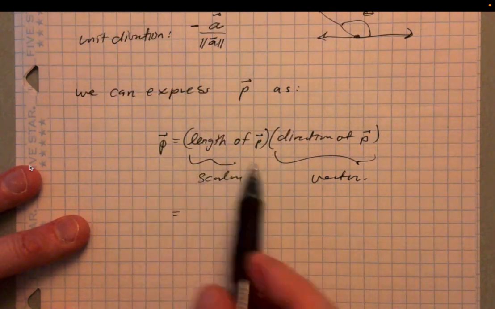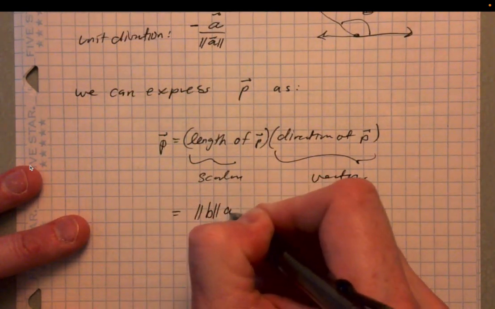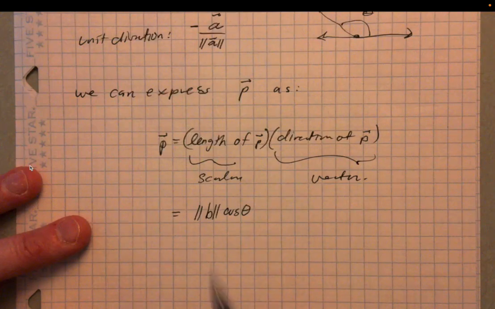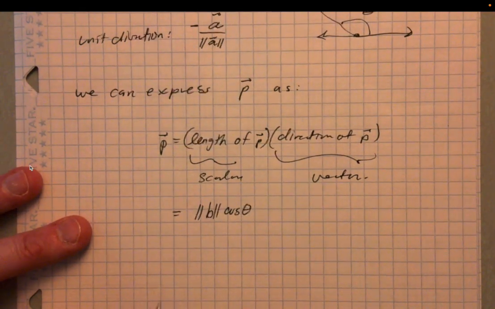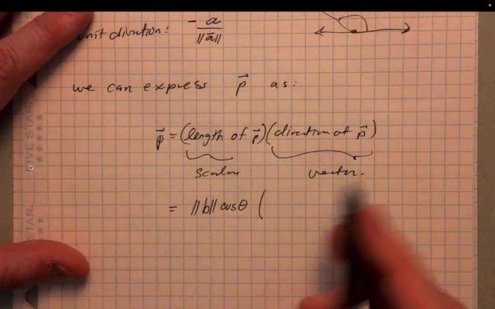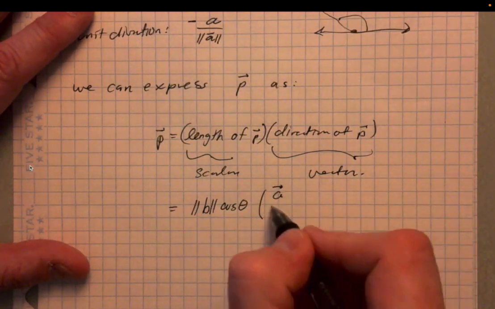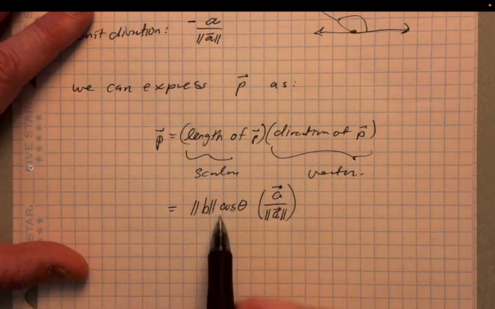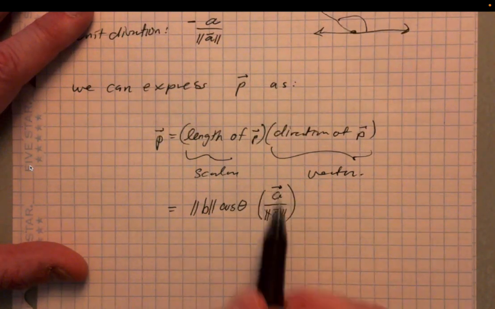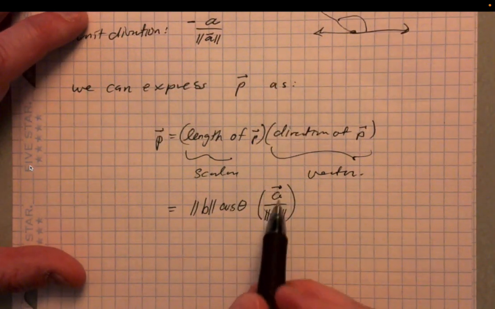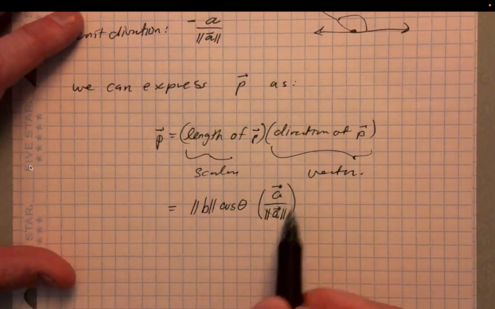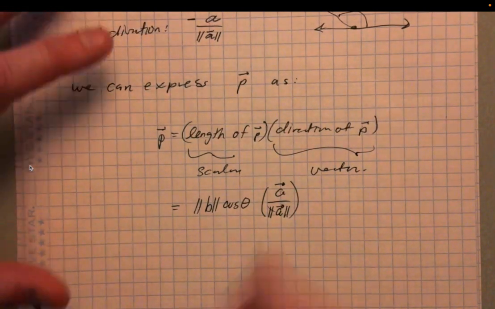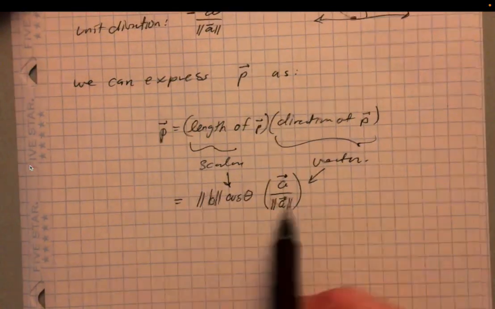And so what are these? Well, the length of P is always going to be B cos theta, which is a scalar. You've got cosine theta, which is a number, and the magnitude of B, which is also a number. And then the direction of P is always going to be A divided by its norm. So this is a unit vector, the vector whose norm is 1. So when I multiply this direction by this magnitude, I get P 100%. So this is the vector, that's the scalar, this is the length, that's the direction.